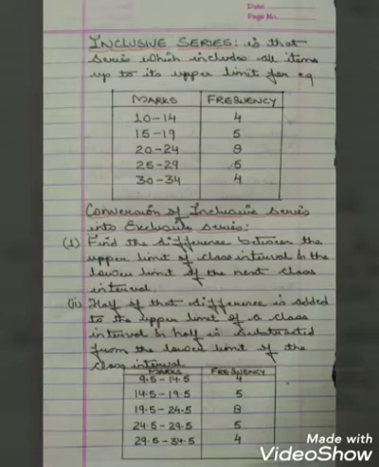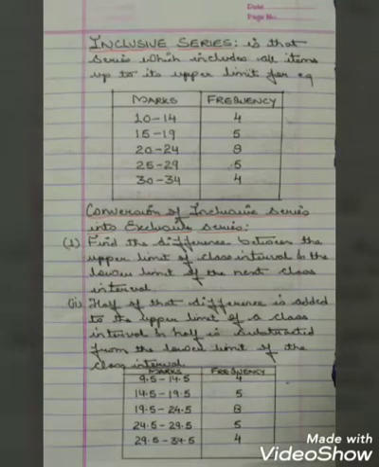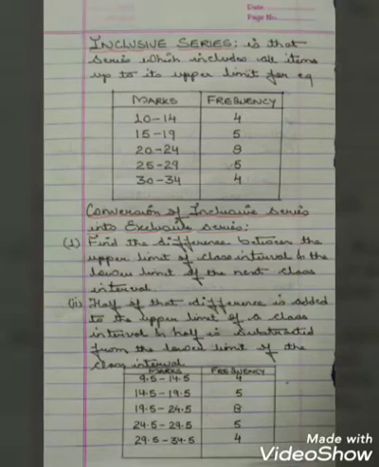So children, if you see on the screen, your lower limit of the first class interval is 10. So from this 10, we have to deduct half. So if we deduct half, we get what? 9.5. And this 14, which is the upper limit of this class interval, in this 14 you have to add half. So if you add half, you get what?